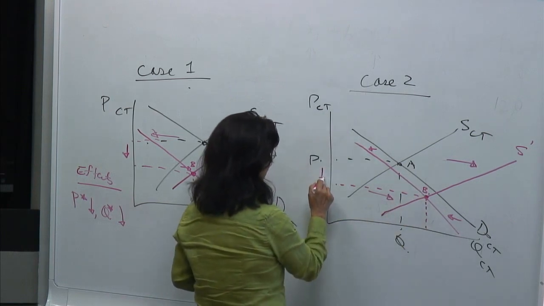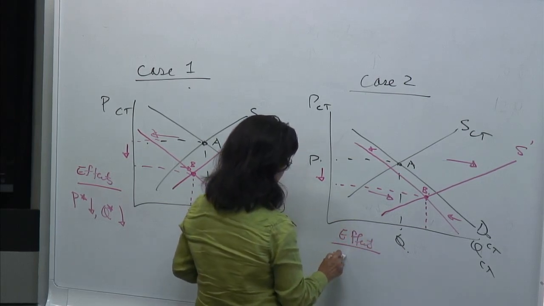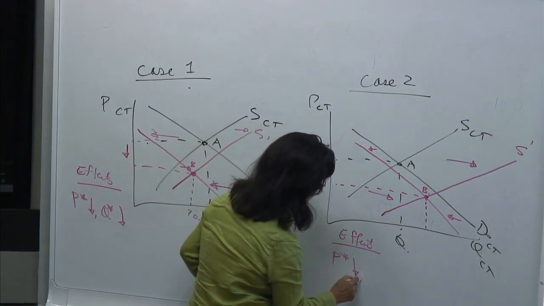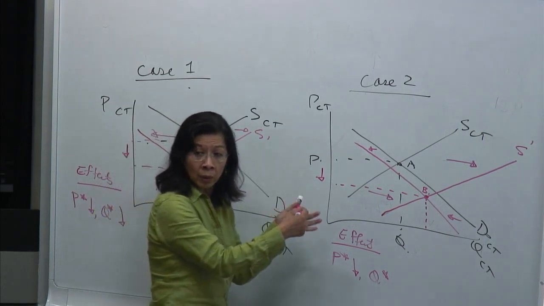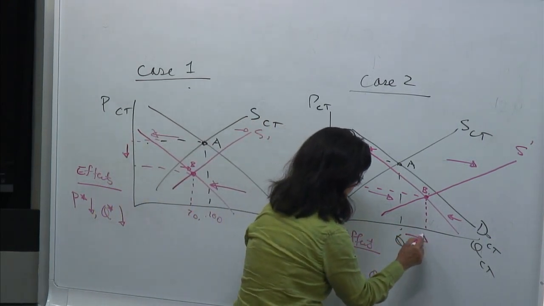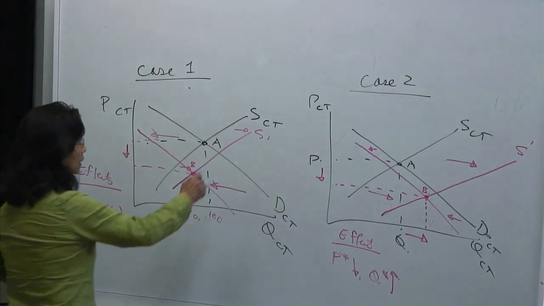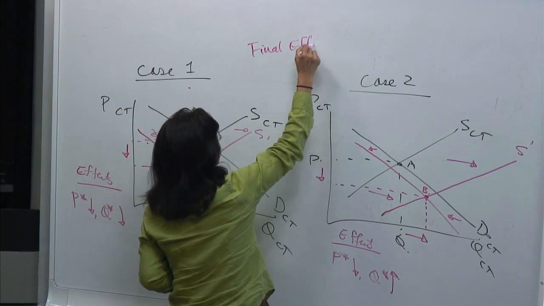So what's the difference? What are the effects here? The effects here for price, up or down? Went down. Still down? Okay, very good. What about Q now? It went up. This is now going up. Everybody see that? Okay, this is actually going up. So the final effects, what's the difference between the two?